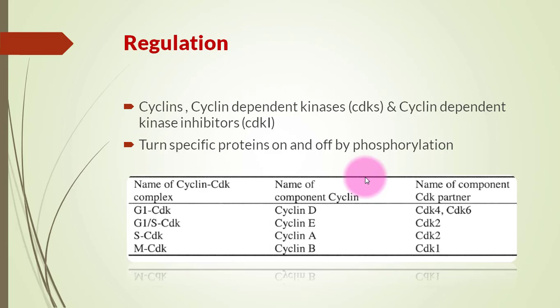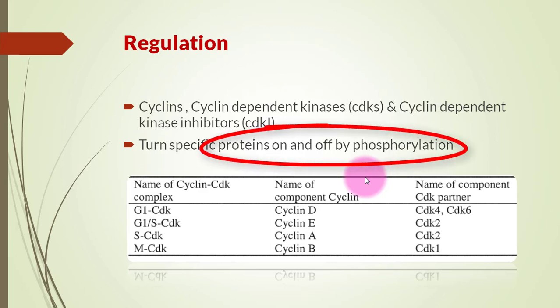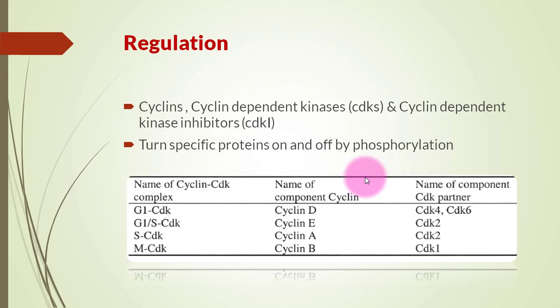The action of cyclin and cyclin-dependent kinases is that they turn specific proteins, especially enzymes and transcription factors, on and off by phosphorylation. So they turn on and off a number of very important proteins in the cell during different phases of the cell cycle. Events in every phase of the cell cycle are carried out by specific proteins, enzymes and transcription factors. These proteins must be synthesized, activated, and inactivated at the right time.